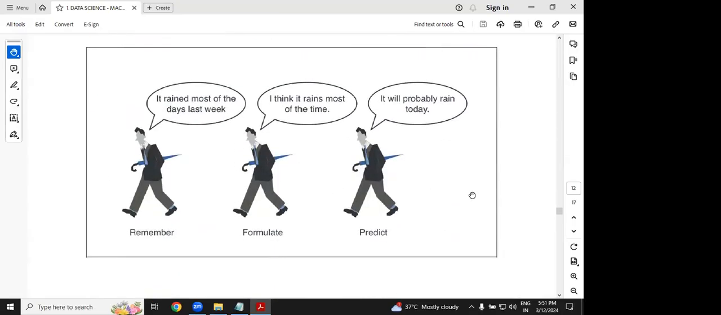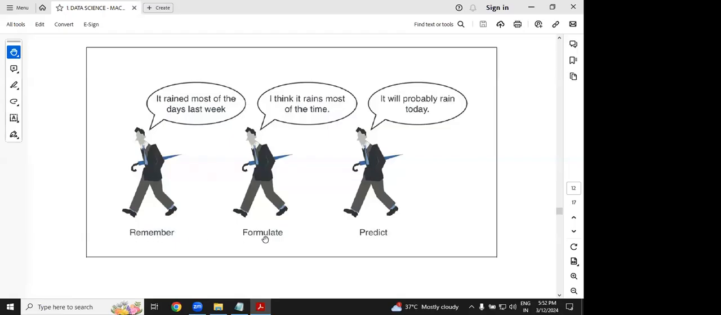A human takes a decision like this. First, a person observed that most of the days in the last week it rained. He is thinking, almost all of last week was rain. Now I think it rains most of the time. Then he created a kind of formula. When the rainy season comes, maybe most of the time we don't know whether rain will come, then the prediction is what exactly, sir? Bringing the umbrella. It will probably rain today. Then he gets ready. Now the first one is called remember.